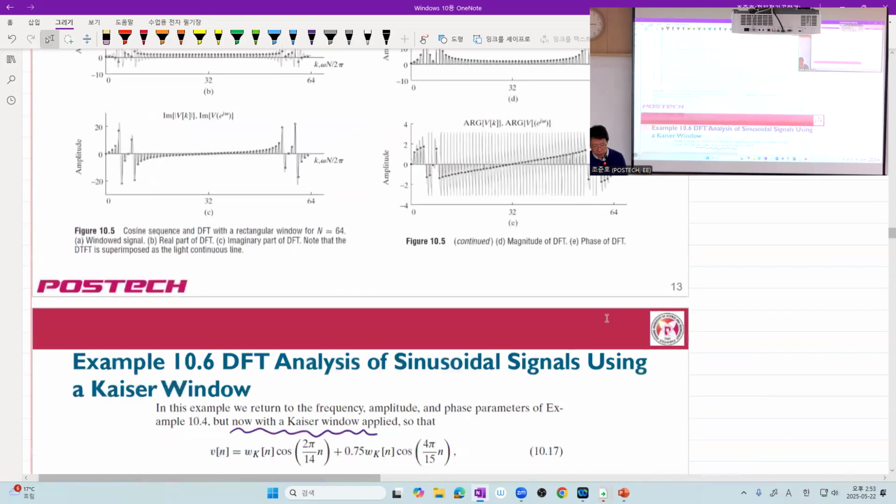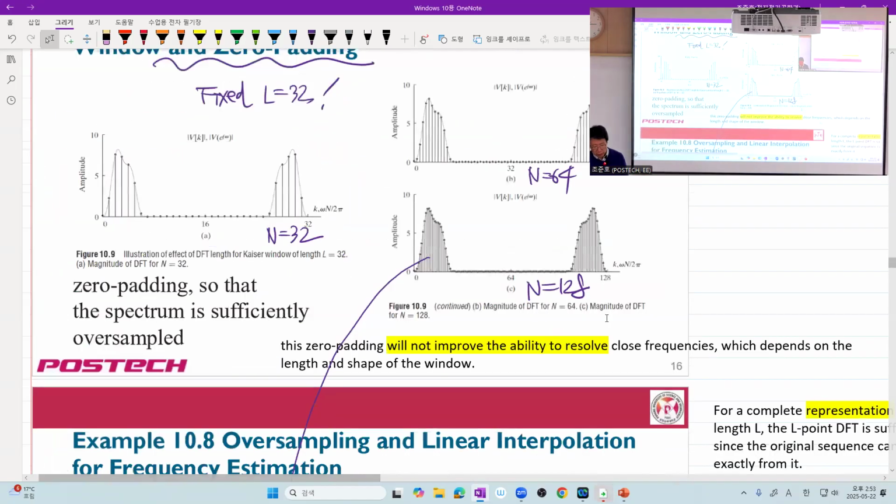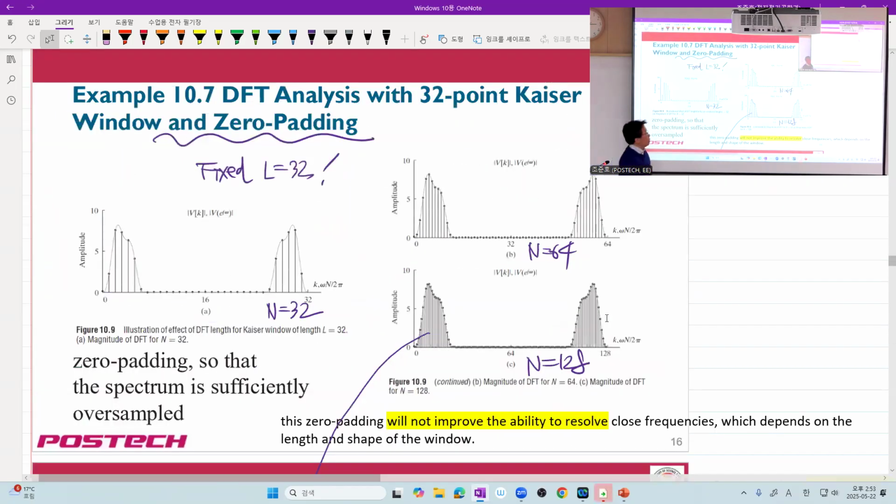Let me move up to here. So here, the length of the Kaiser window, with beta equals 6, I remember, is given. And now we choose not to pad any zero here. We choose the same number of zeros, so 32. In this case, 96.